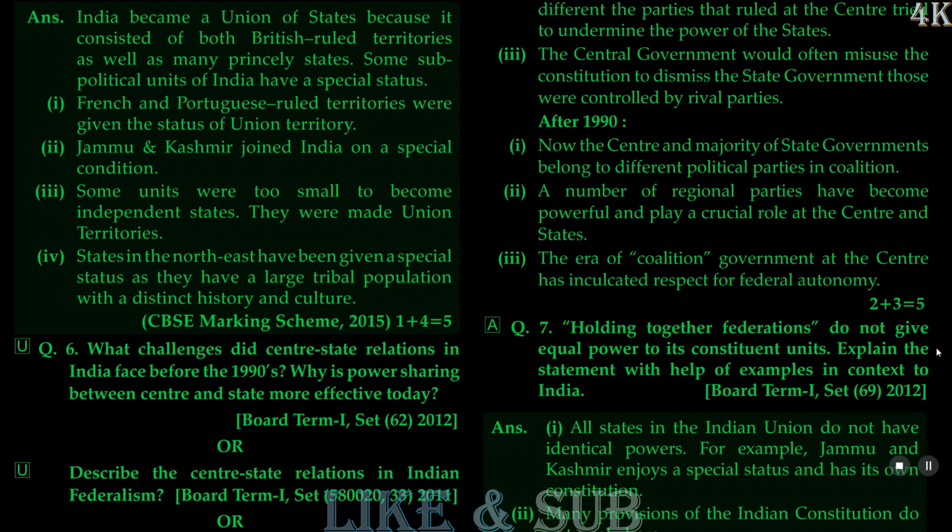After 1990. 1. Now the center and majority of state governments belong to different political parties in coalition. 2. A number of regional parties have become powerful and play a crucial role at the center and states. 3. The era of coalition government at the center has inculcated respect for federal autonomy. 2 + 3 = 5.